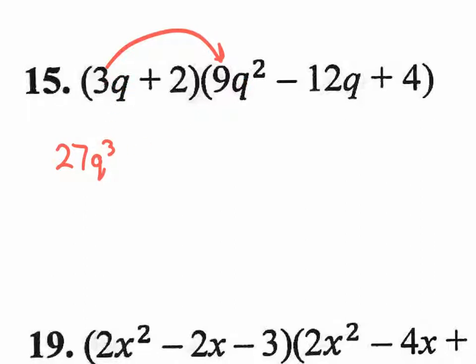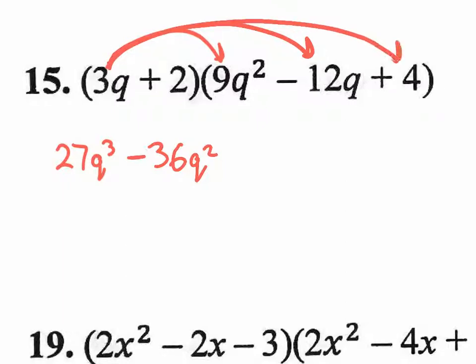Okay, now let's continue distributing. 3q times negative 12q. Well, 3 times negative 12, negative 36. And how about q times q? Q squared. And last but not least, let's take this 3q and multiply it by positive 4. 3 times 4 is 12. And what about that q? Just slap it on there, 12q.